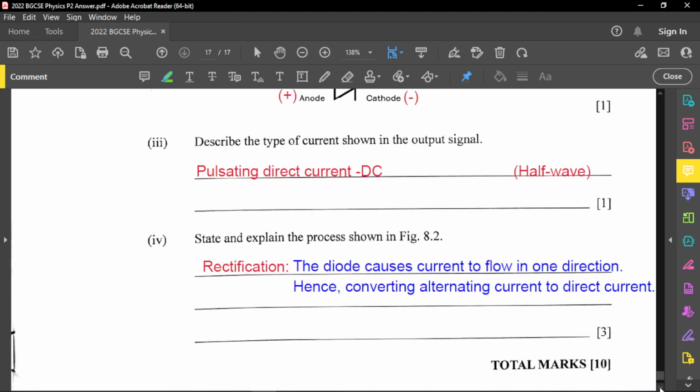All right, and to finish up this question is to state and explain the process shown in figure 8.2. And this process is called rectification. And the explanation is that the diode causes current to flow in one direction, and so hence converts alternating current to direct current.